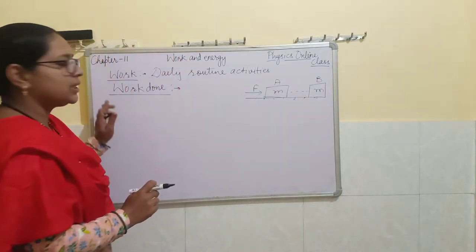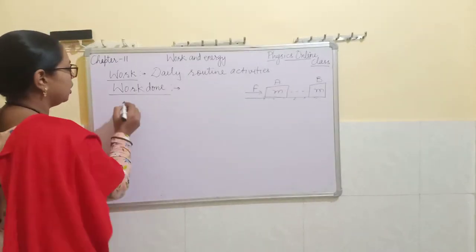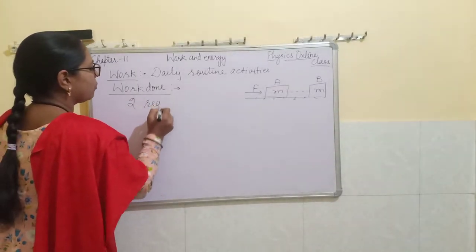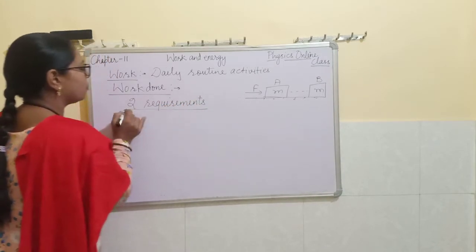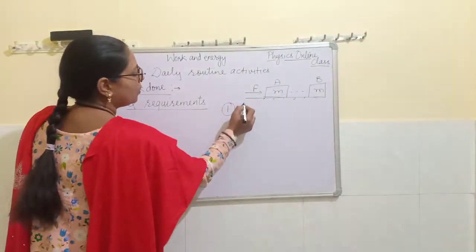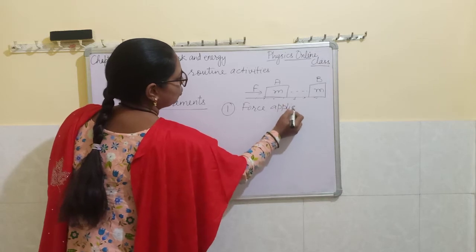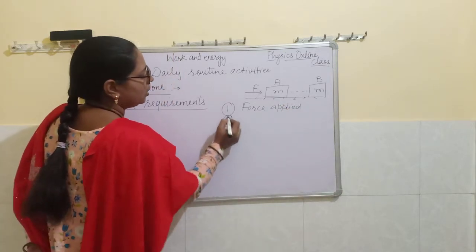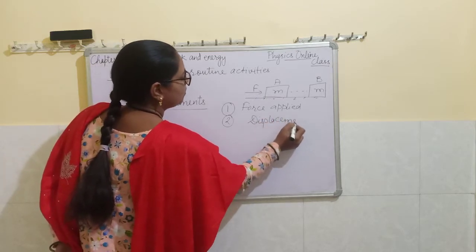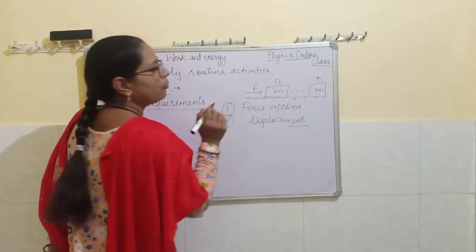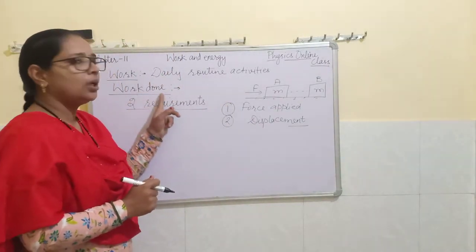That means in scientific term there are two requirements for work to be done. Two necessary things for work to be done: first one is force applied. You must apply a force on the body, and the second thing is displacement. That means the body must displace from its original position. These are the two things which are required for work done.